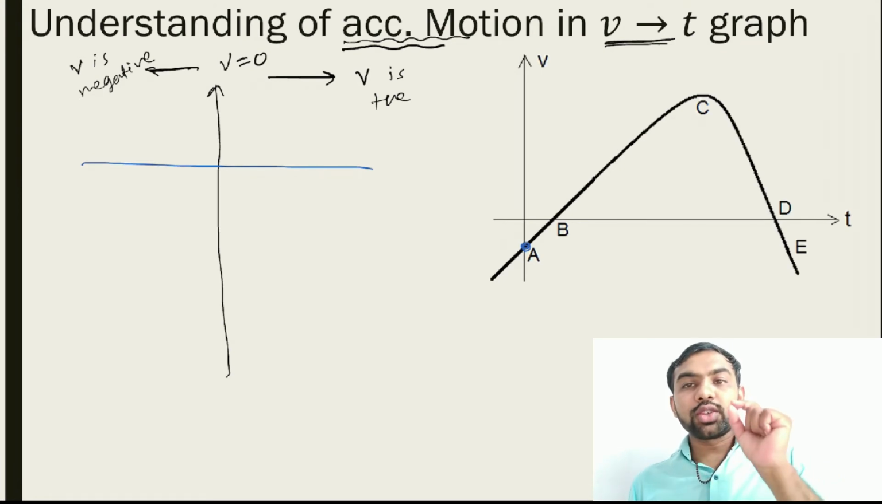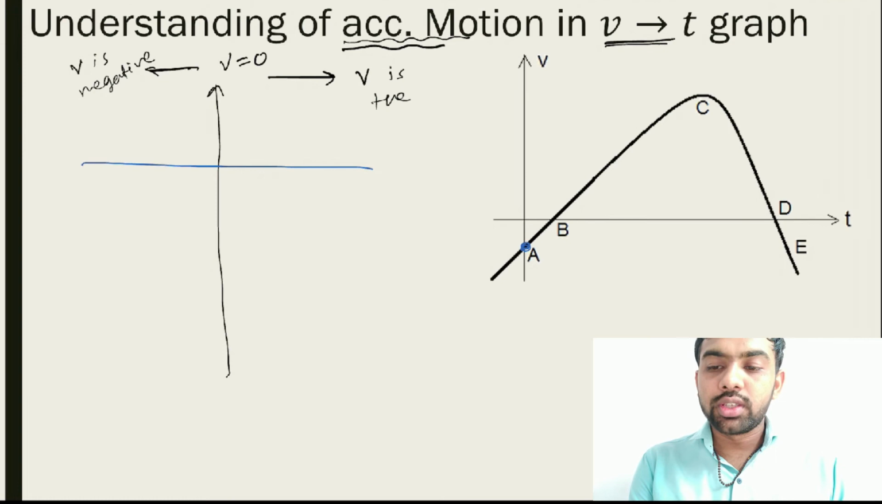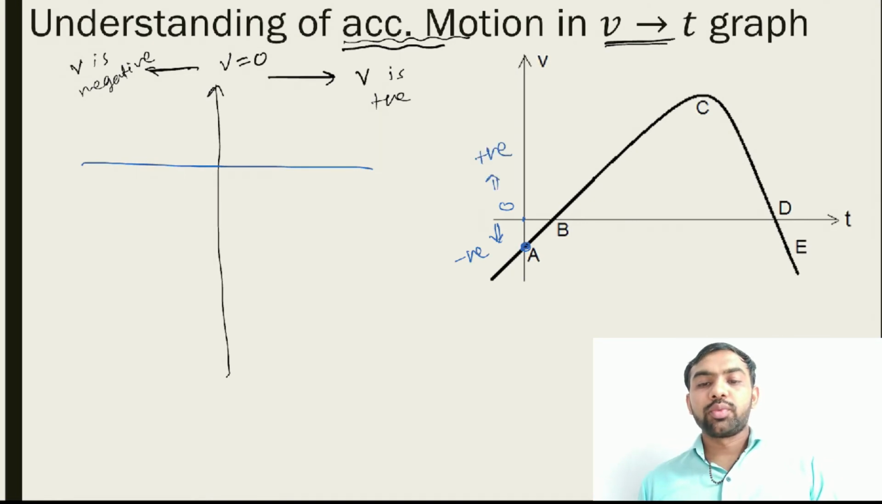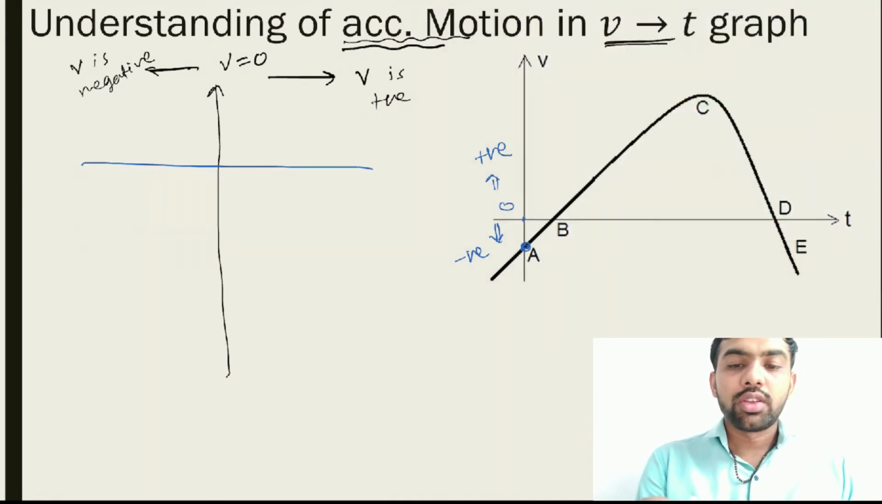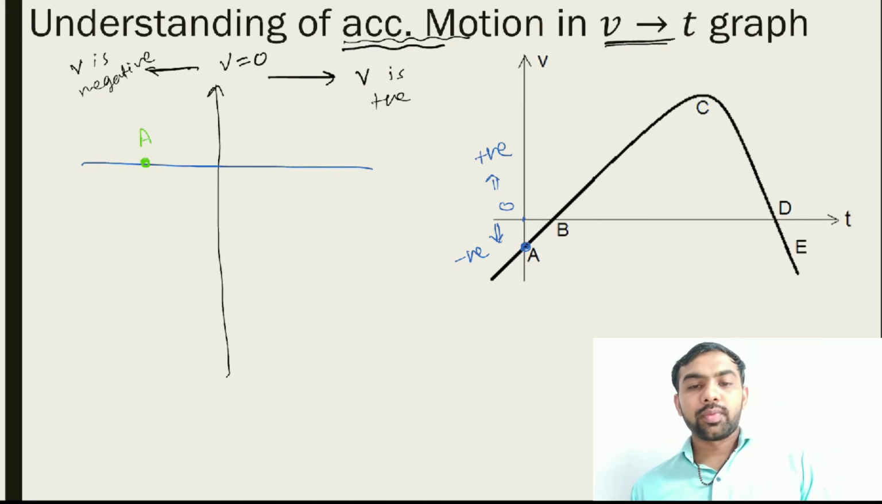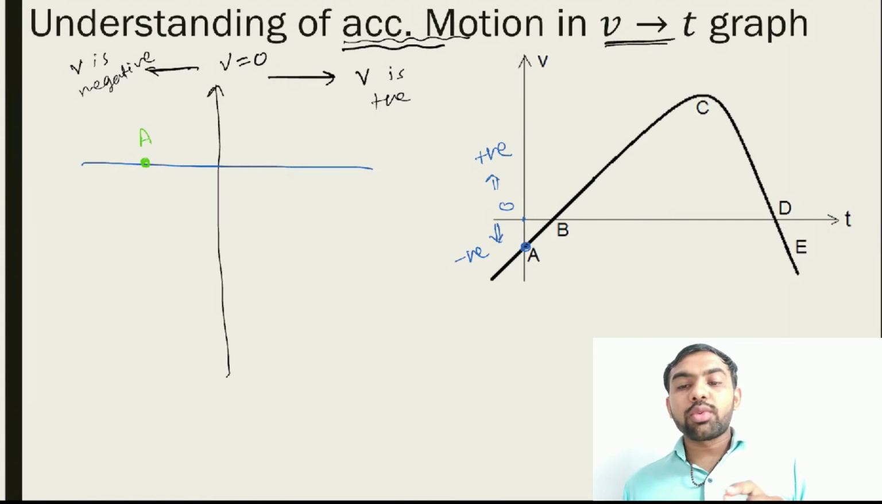See, velocity is measured on the v axis, and time is measured on the t axis. So velocity is negative at point A. This is the 0. Downward side means what? Negative. And upward side means what? Positive. So velocity is negative, so the object is somewhere representing this negative velocity. So that is point A. At A, now what about acceleration?